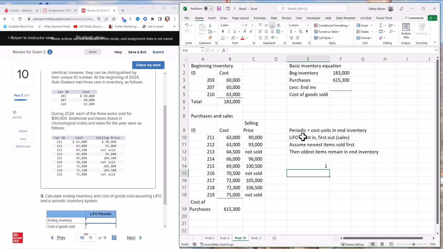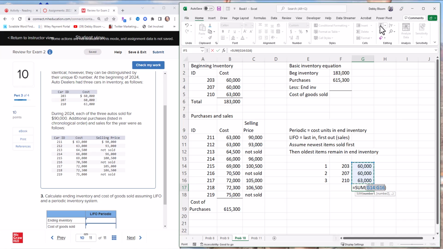So we're going to figure out which are our 3 oldest items, and our 3 oldest items are from our beginning inventory. So even though we know specifically which ones are sold, we're going to assume that 203, 207, and 210, our 3 oldest, remain, and I know that's 60,000, 60,000, and 63,000. Add those 3 together, and we get 183,000. So we're going to assume that our ending inventory is 183,000, and once again, calculate cost of goods sold exactly the same way.